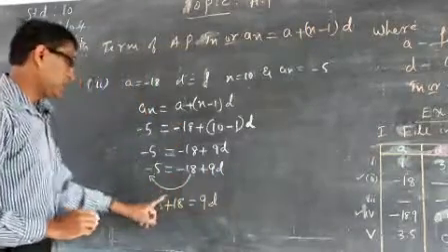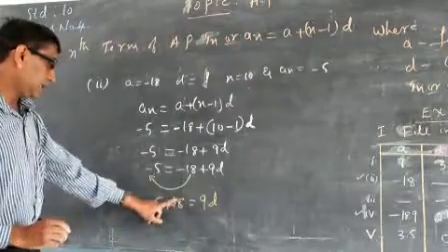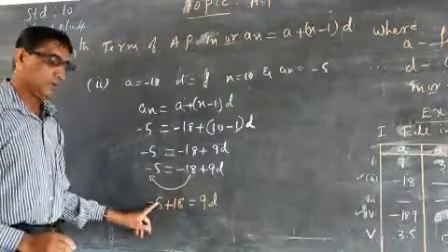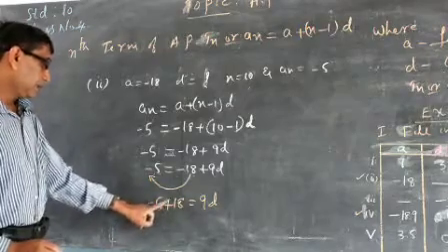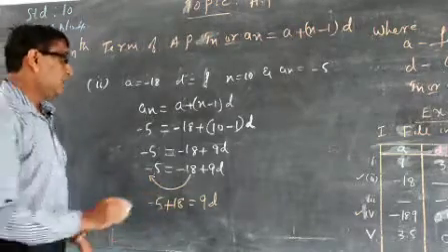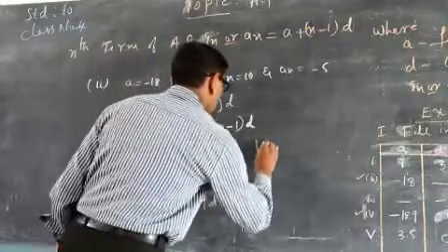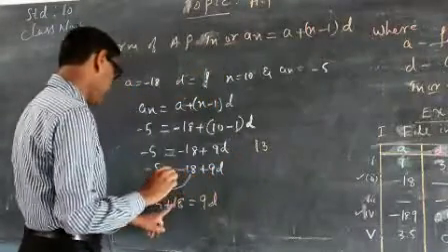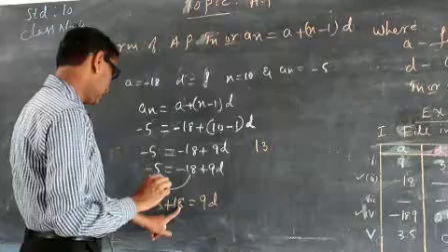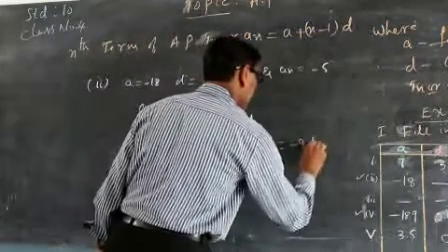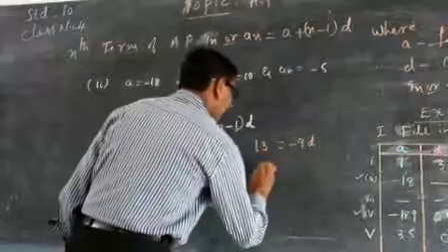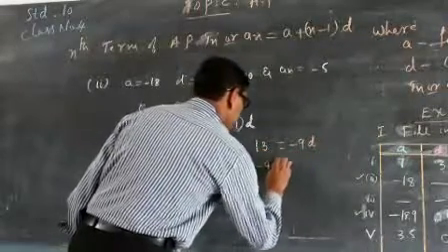Minus 5 plus 18, what is it? One is minus, one is plus. What should you do? Opposite means subtract. If you subtract this one, what will you get? You will get 13. Minus 5 plus 18 is 13. 13 is equal to 9d. We want to find out d value. 9d is equal to 13.